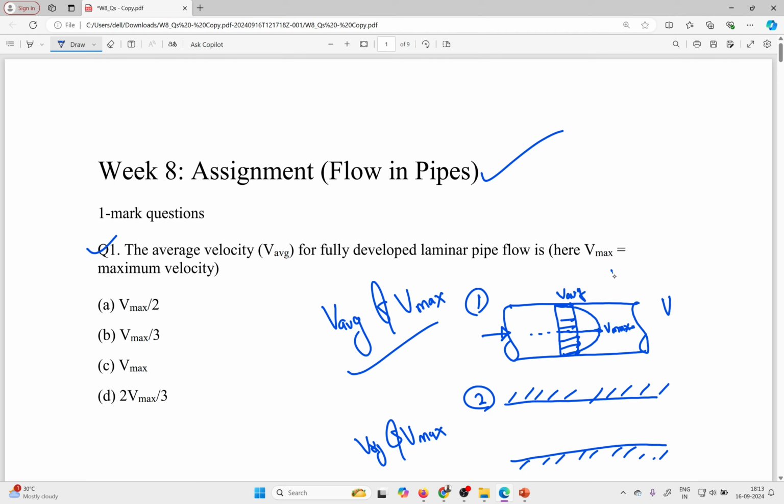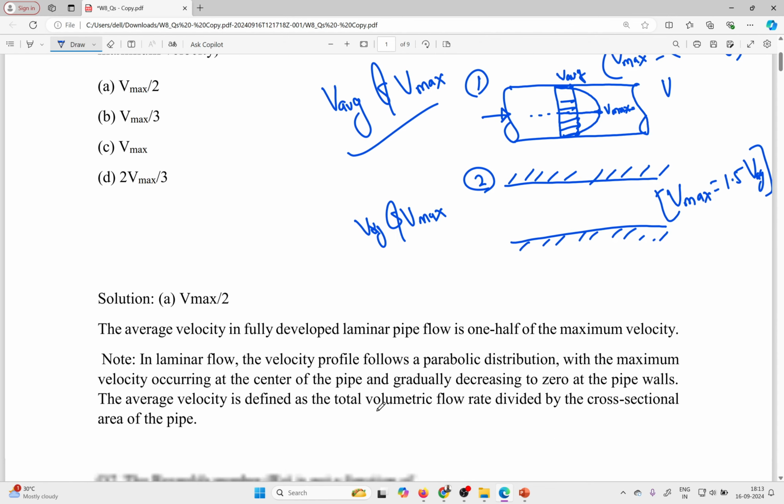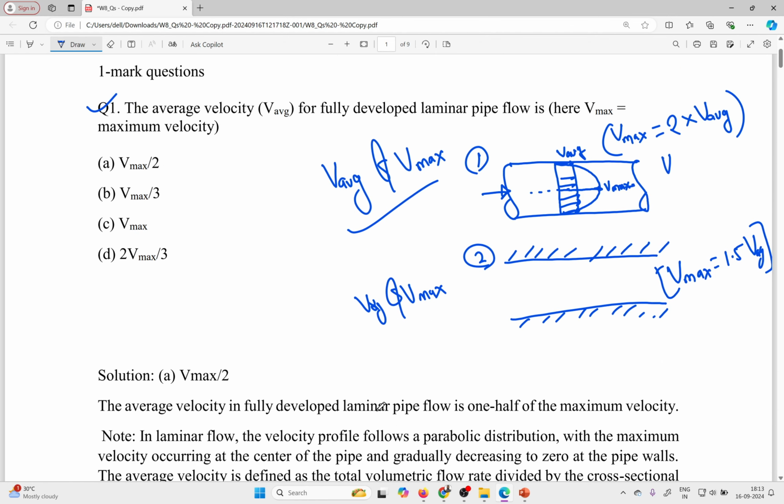So definitely your V max will be more than your average. It will be 2 times the average. There is a derivation for this, so I will not derive it here. Similarly for the plates, your V max is equal to 1.5 times V average. Remember please. Now I want to discuss the fully developed flow.